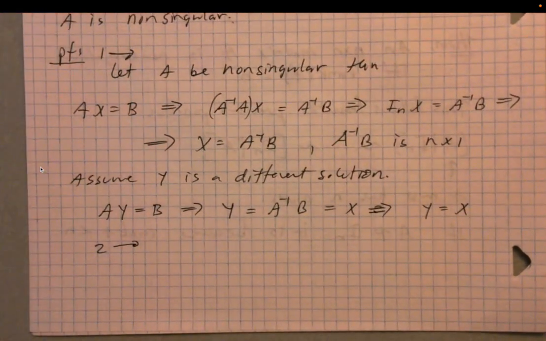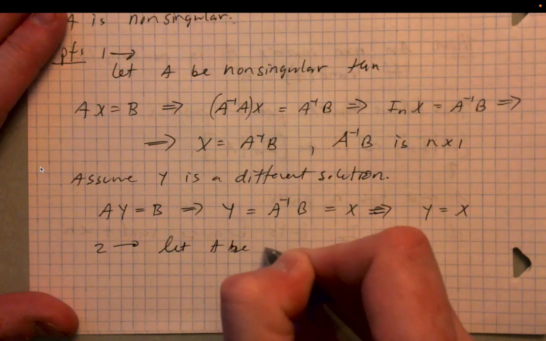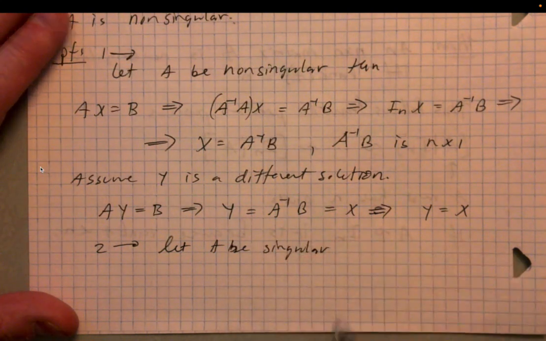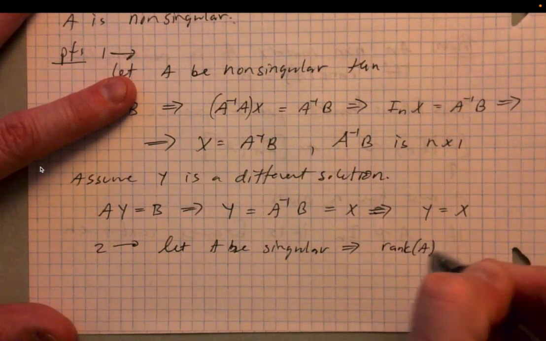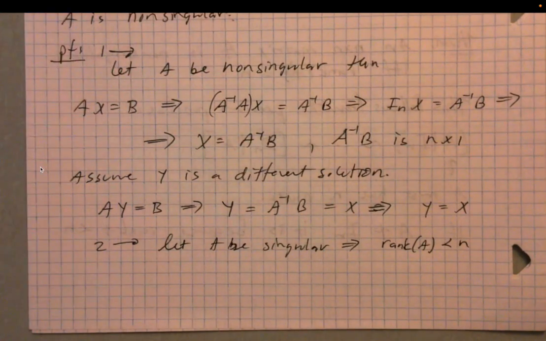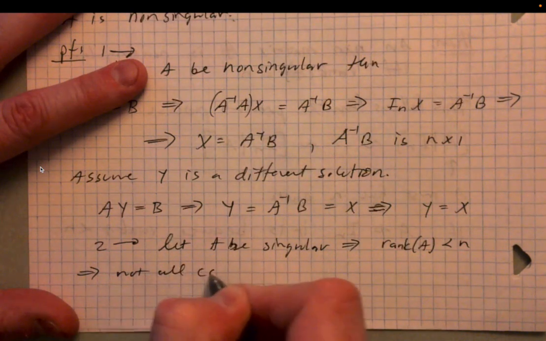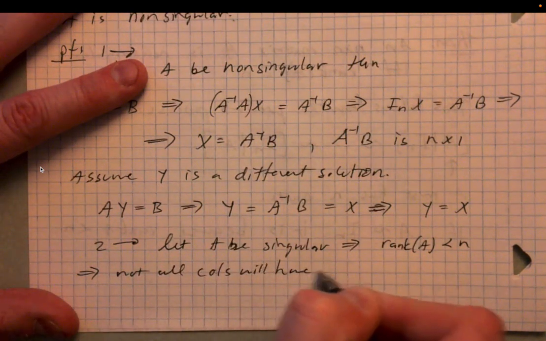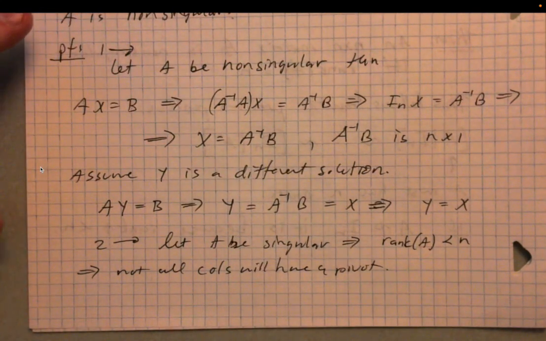Well, for item 2, let's assume A is singular. What does that mean? It means the rank of A is less than n, it's not equal to n, and not all the columns of A will have a pivot. So two things can happen. You have two options here.